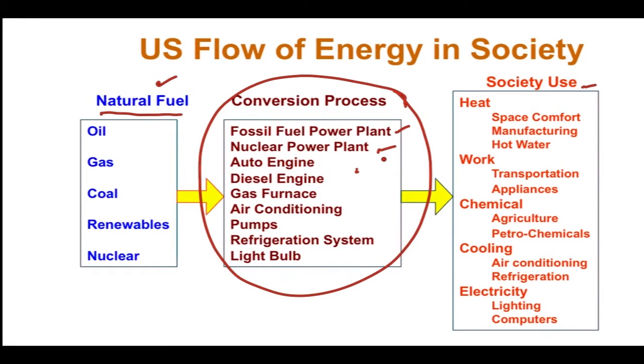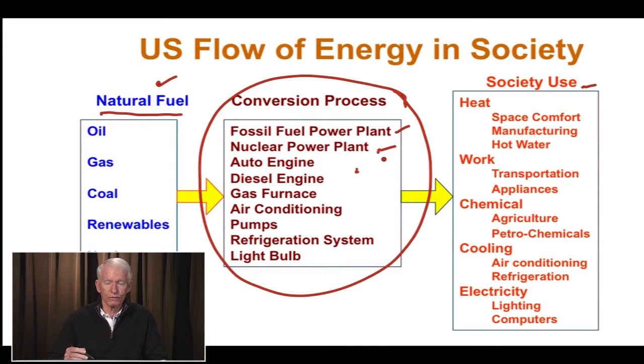A natural gas furnace heats our homes. Air conditioning keeps our homes cool. Pumps move the water from the wells into our bathrooms and our kitchens, and we take showers, so we don't have to haul it with buckets. The refrigeration system preserves our food, so we don't have to shop every day for fresh food. And then the light bulb converts electricity to light, which, of course, is produced from the power plants. So these are the conversion processes and the equipment.